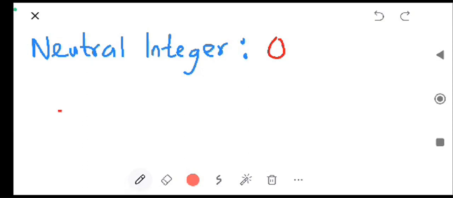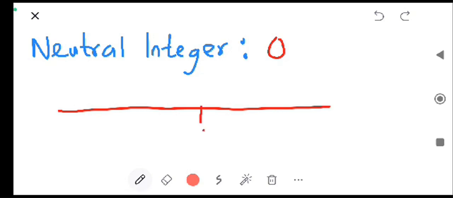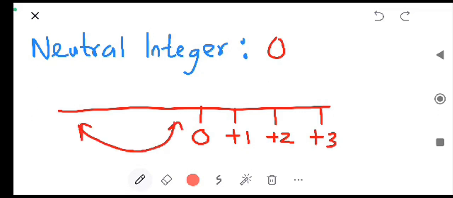Now if you have a number line, the neutral integer, which is 0, is always written at the center of it. Now at the right of 0, that is where you have the positive what? Integer. So I can write plus 1 here, plus 2, then plus 3, as much as I have decided to write. At the left of 0, that is where you have the negative what? Integer. So I'll come here and write minus 1, minus 2, minus 3.